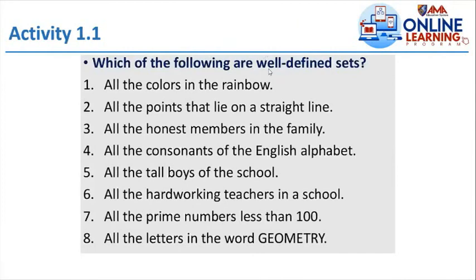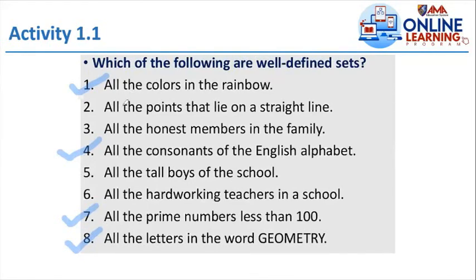Okay, so example here. Which of the following are well-defined sets? Okay, so number 1. Okay, number 1, this is well-defined. As well as this one for okay, this is ayan, as well as ito at saka ito. Okay, we have 1, 4, 7, and 8. These are the well-defined sets.